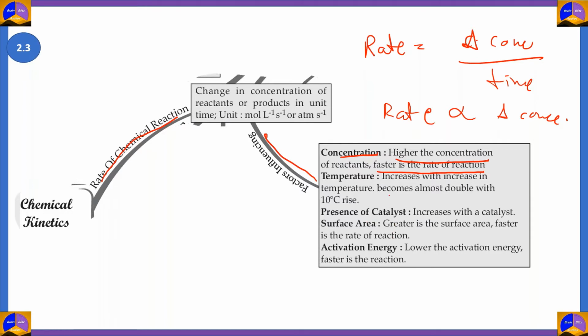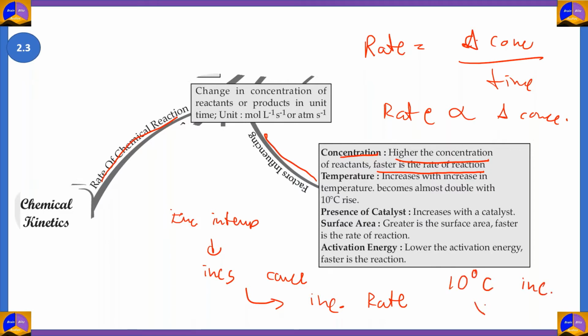What about the influence of temperature on the rate of a reaction? So increase in temperature increases concentration, which increases the rate. So the rate of the reaction increases with increase in temperature. In fact, for every 10 degrees increase, we get twice the rate of the reaction. So the rate of the reaction becomes almost double with a 10 degrees rise in temperature.